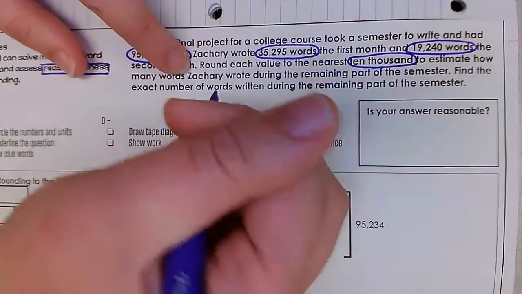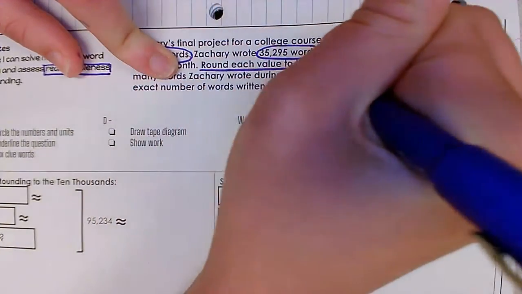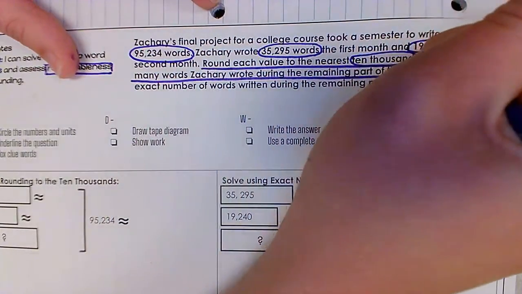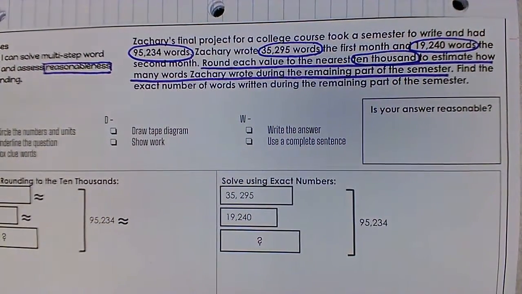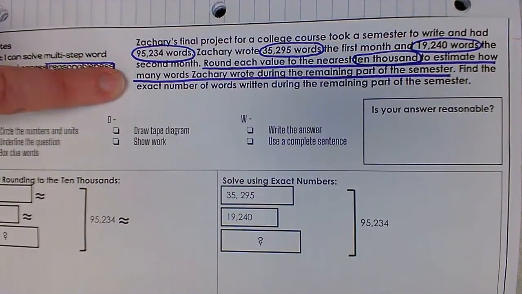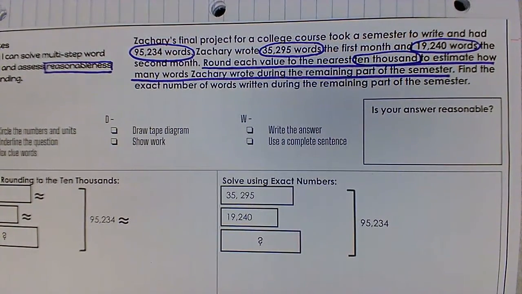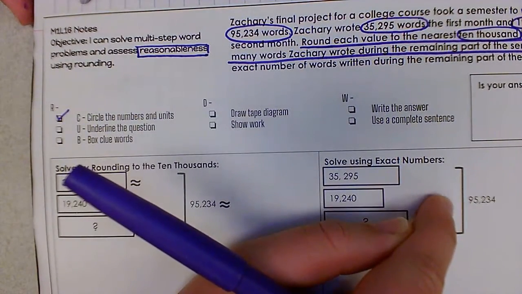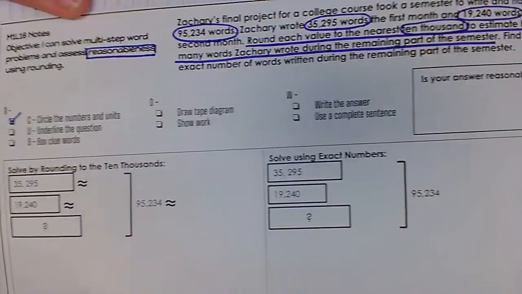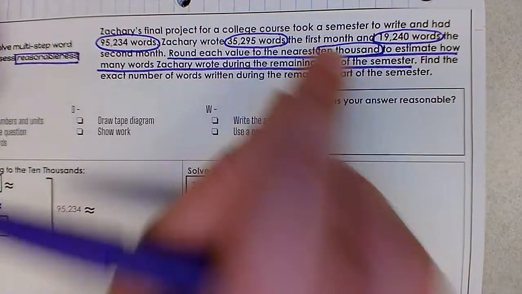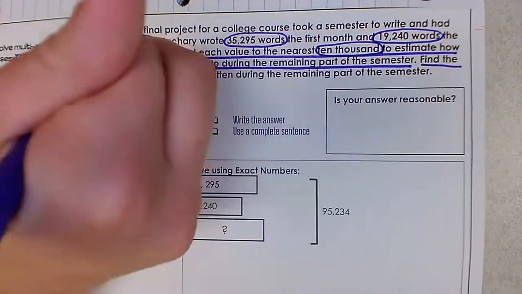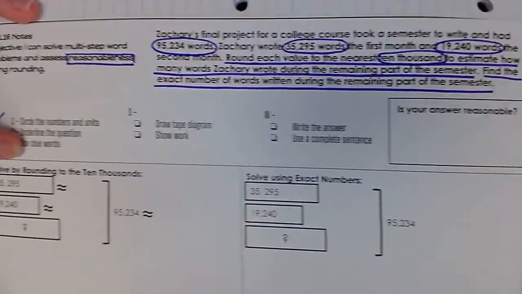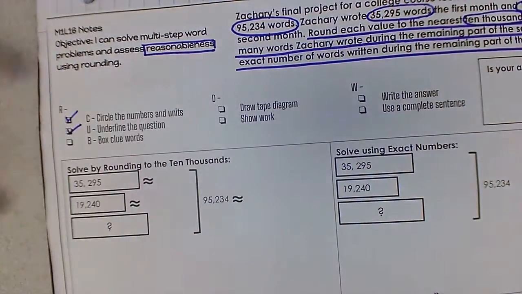For example, it's telling me to round each value to the nearest 10,000 to estimate how many words Zachary wrote during the remaining part of the semester. Just like my question tells me to do something, this sentence is also telling me what task I have to do. Remember though, we're solving this problem 2 times. So that means I have to underline another task that they want me to do. After I find the answer by rounding, I'm also going to find the exact number of words written during the remaining part of the semester. And now I'm ready to box off U.